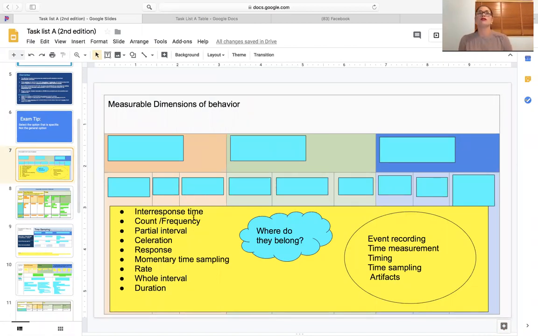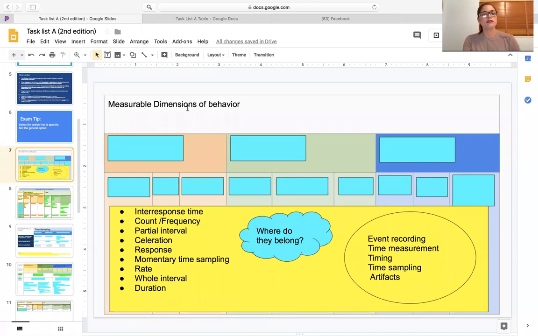Damie did a great job going over specifically IOAs, and Minerva also covered the entire task list. So what I did is I got the measurable dimensions of behavior and put them into categories so we can pile them up and memorize them. I'm gonna put the link for Minerva's meeting and Damie's meeting in the description of the video if you want to see it later.